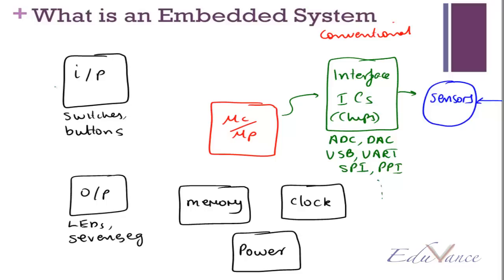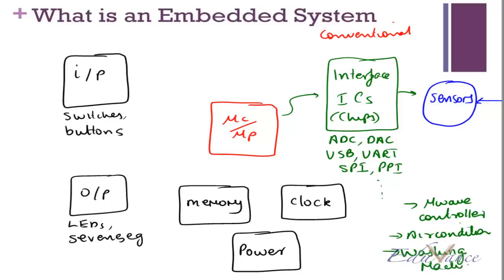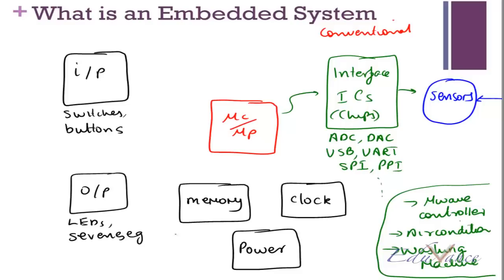So now with these definitions, examples of an embedded system could be your microwave oven controller, then you would have an air conditioning controller. Then you could have a washing machine controller. So basically there are many examples that we can look at. So let's ask ourselves a question.